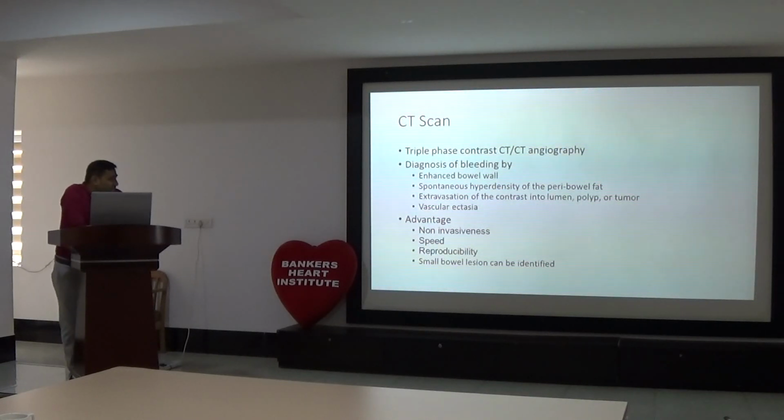The advantage is non-invasiveness. We can also repeat the CT if we need it for follow-up, but we cannot repeat the colonoscopy every day. And the other advantage is that small bowel lesions can also be identified.